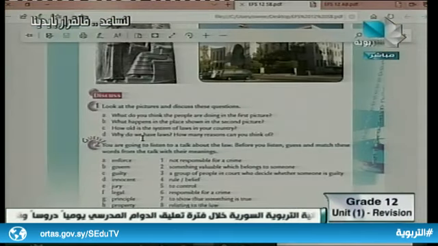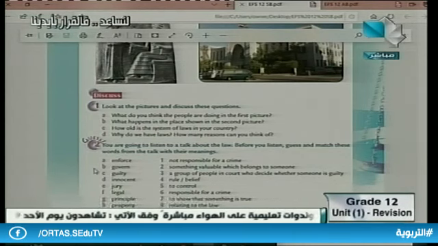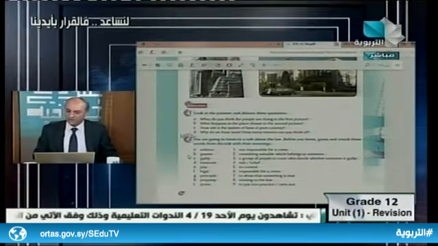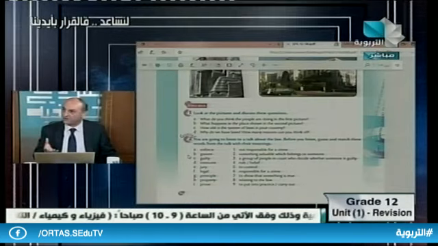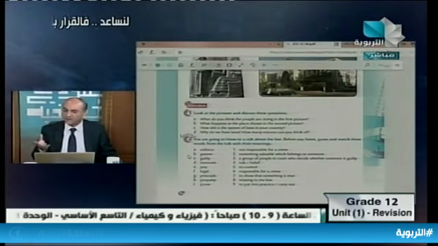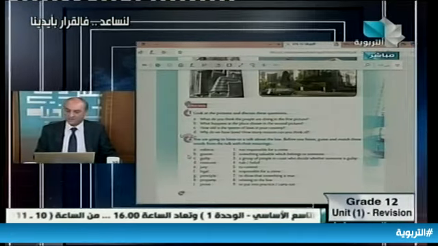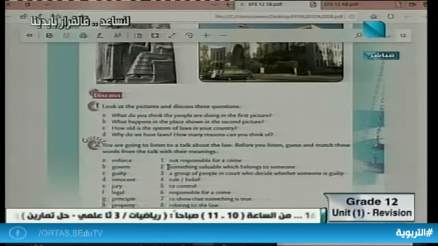As you know, here in the first page of Unit 1, it is page 10 in the book. Here in exercise 2, Mr. Mazen, we have some new vocabulary. Would you please give the students an idea about these new vocabulary and the meanings of these words, please? Yes. These vocabularies have to do with the law, with Unit 1.